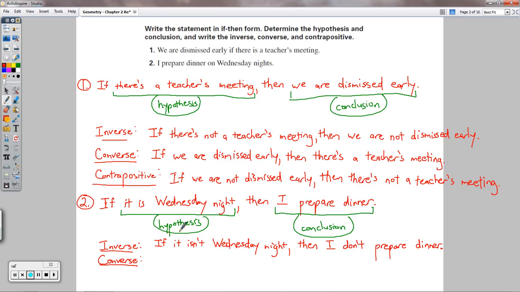The converse, we're going to switch the hypothesis and conclusion. And we would say if I prepare dinner, then it is Wednesday night.